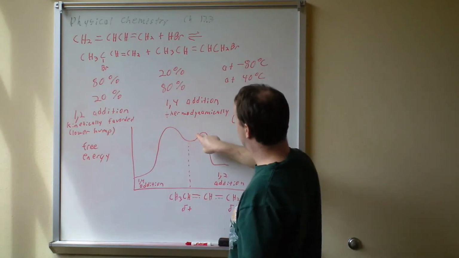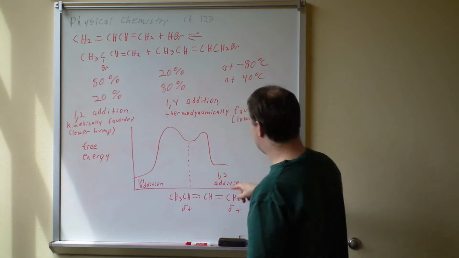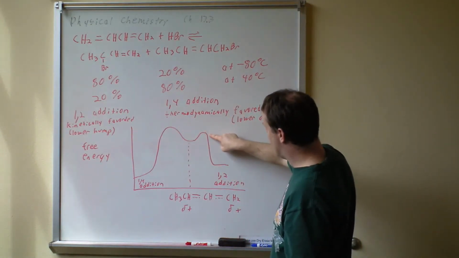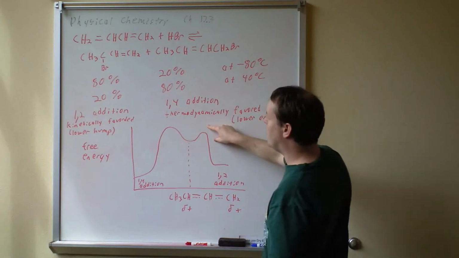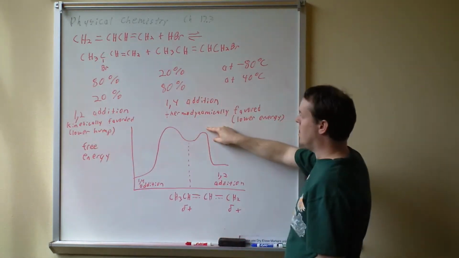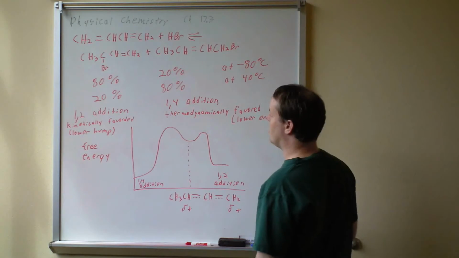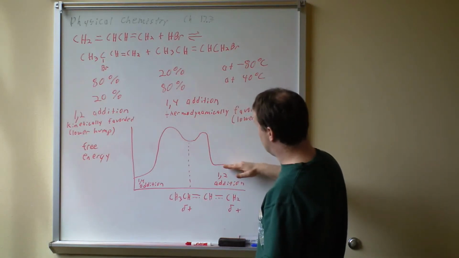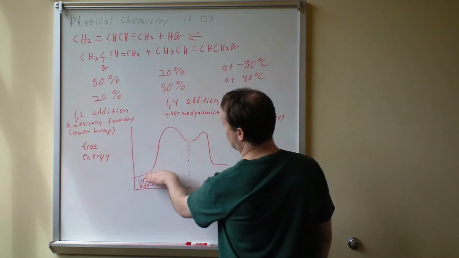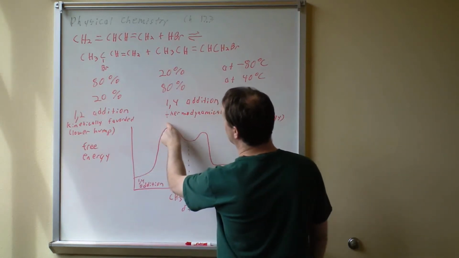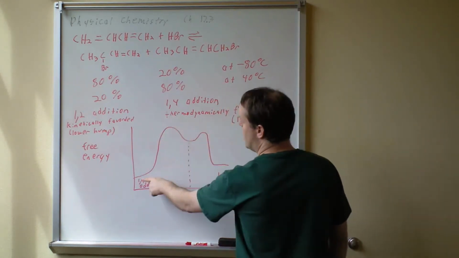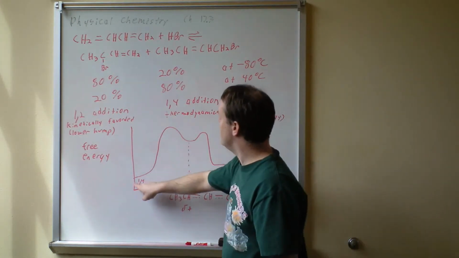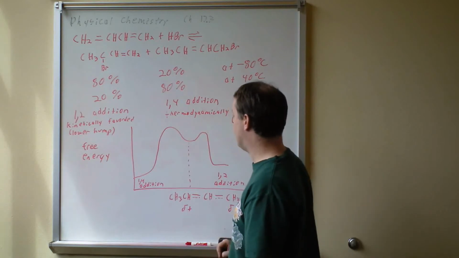Now, to do anything, you've got to overcome the activation energy. For 1,2 addition, you have lower activation energy. So the 1,2 is favored kinetically, just like we said. It has a lower energy of activation. On the other hand, you'll notice its final energy is way up here. The 1,4 addition has a higher hump, which means it's not favored kinetically, but it ends up with lower final energy. So that means that this is the thermodynamically favored product.